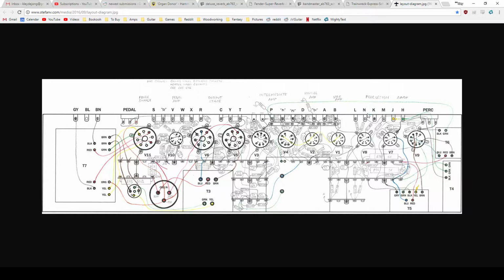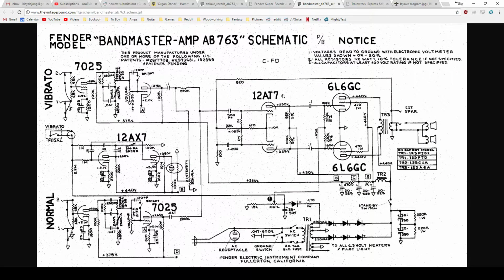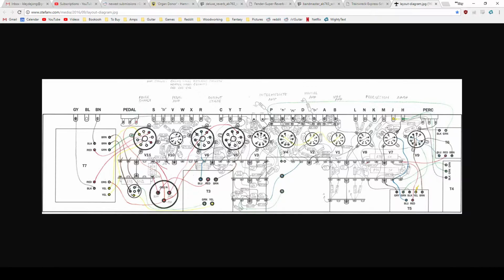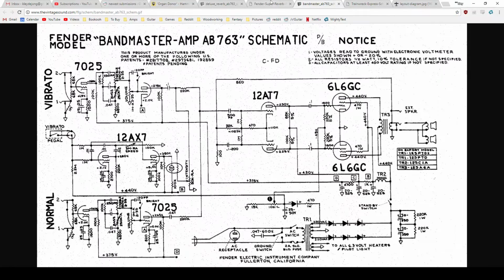Basically, what I think I'm going to do is start by making a very simple one input, no tremolo, basically Bandmaster AB763 amp. Just the vibrato channel, no normal channel, no reverb, no tremolo, just this path right here. V4 is going to become V1, V3 is going to be our phase inverter, 5 and 6 are going to be power tubes, and on V11 I'm just going to use that as terminal strips to use solid state rectification. So that's going to be the game plan, at least to start.